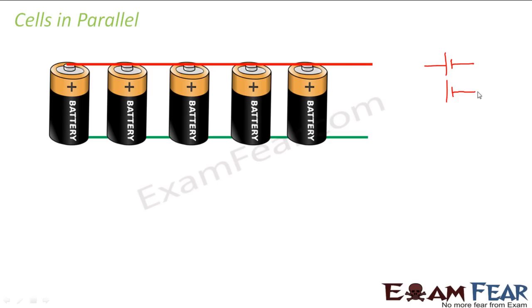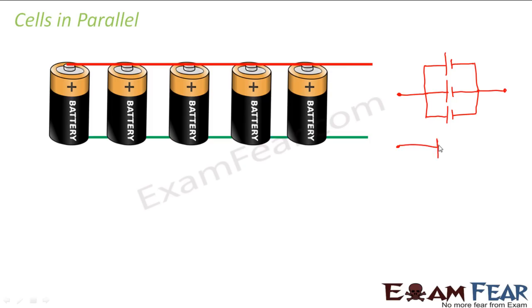Let us suppose these are your cells. So positive terminals of all of them are connected together and negative terminals of all of them are connected together. So the potential difference across each of these cells is the same. Right? So let us try to find out the equivalent EMF in case of a parallel combination.